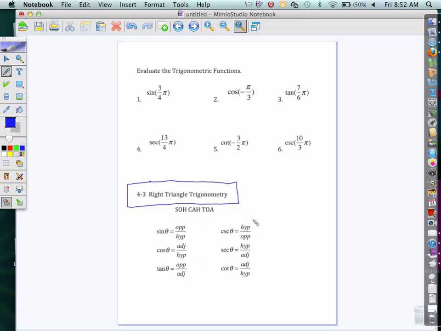The other three ratios are their reciprocals, and you want to make sure that you correct this last one with this little bit of a typo. It's adjacent over opposite.